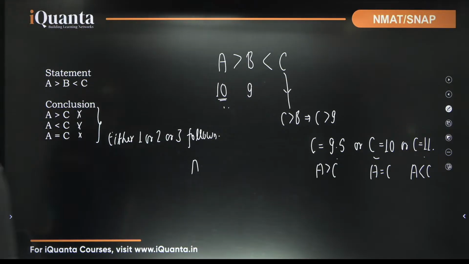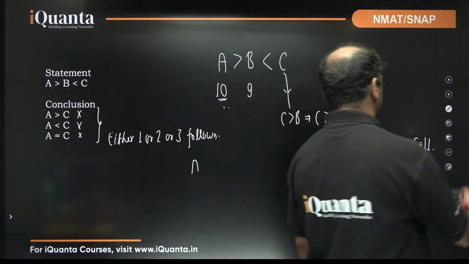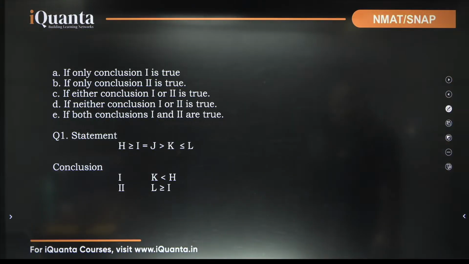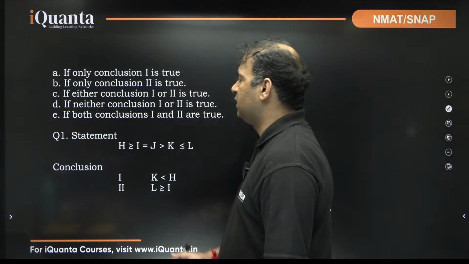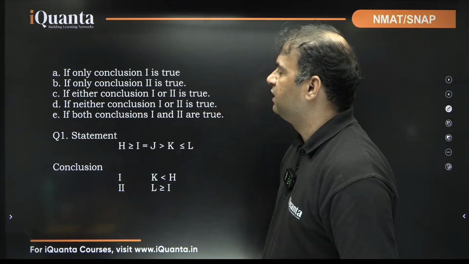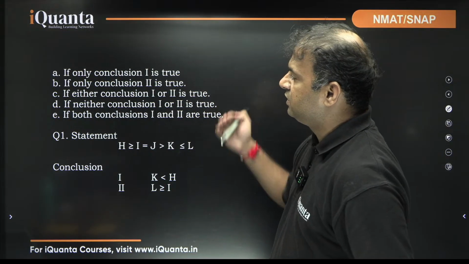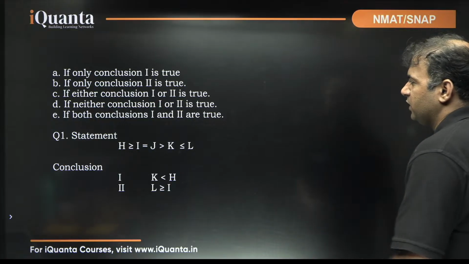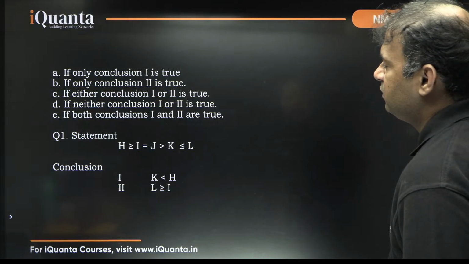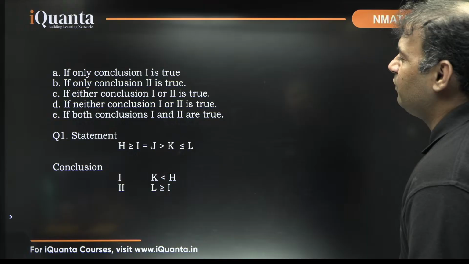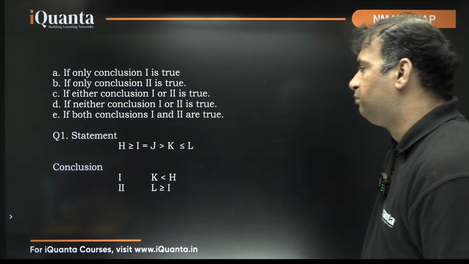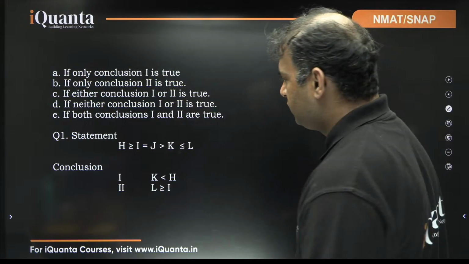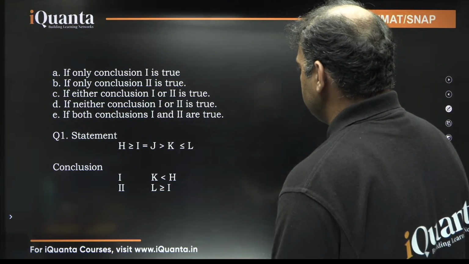Now from here, I think we should start some questions, right? So there I have written the options as well. The options are usually fixed. Let me read the options here. The first option is that if only conclusion 1 is true. Second is that if only conclusion 2 is true. Third is that if either 1 or 2 is true. Fourth is that if neither 1 nor 2 is true. Fifth one, if both 1 and 2 are true. All right. One statement and 2 conclusions.